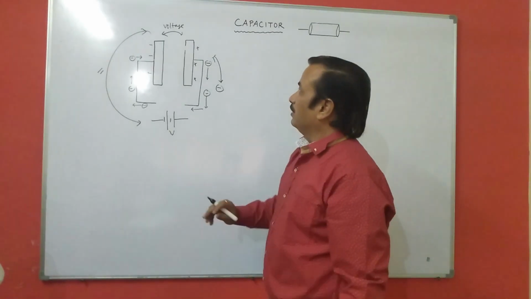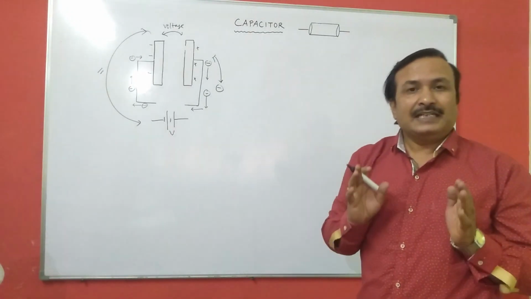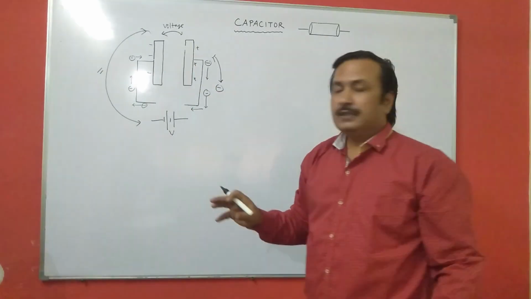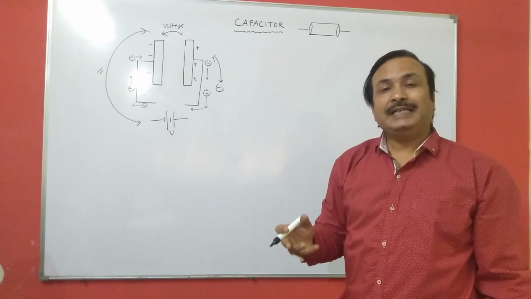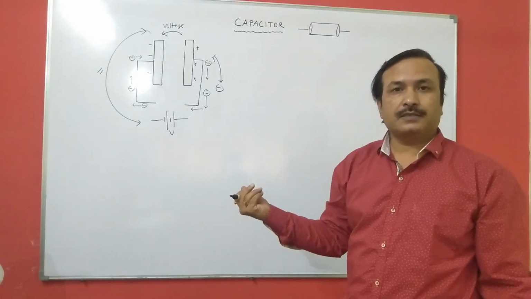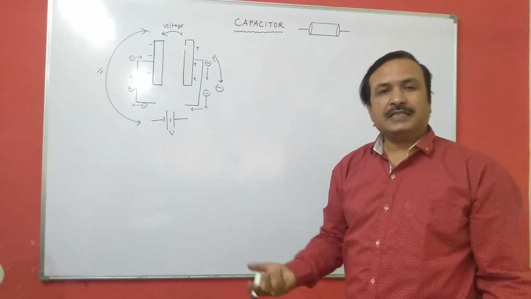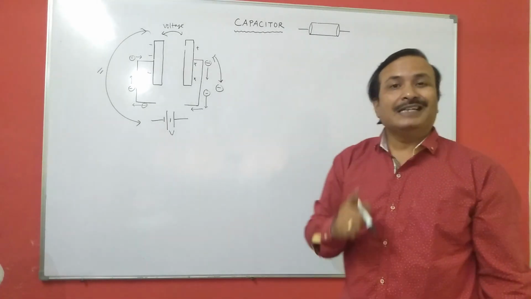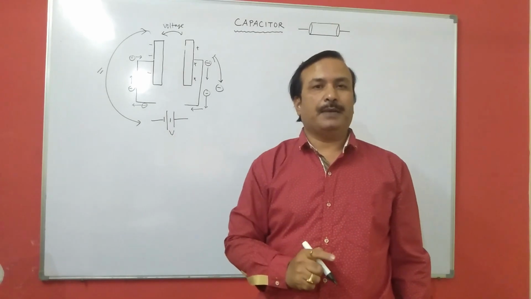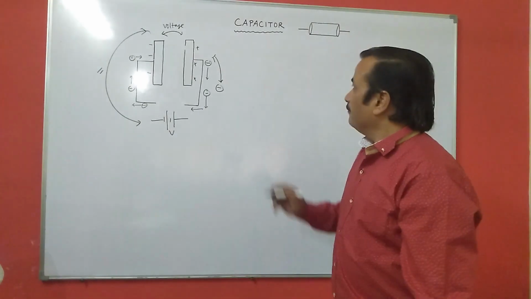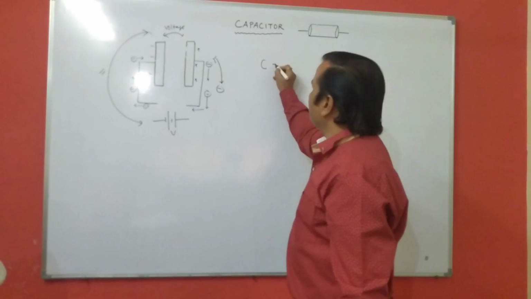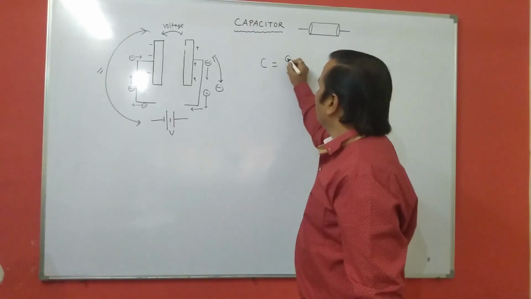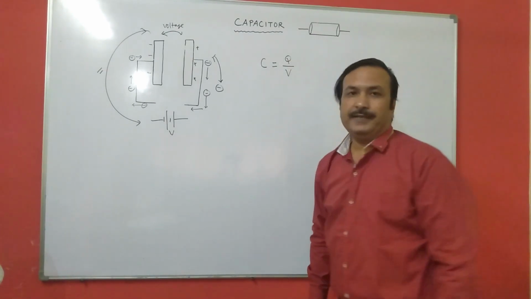So now these charges are accumulated over here. What about the capacity of the capacitor? Will all the capacitors store the same energy? No. It will depend upon the shape and size of the capacitor. Right? We have capacity C, which we call capacitance, equal to Q upon V.